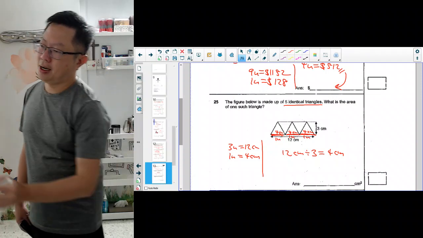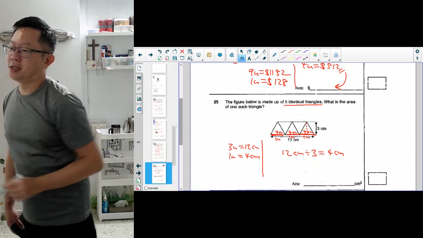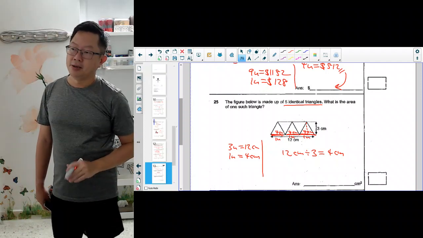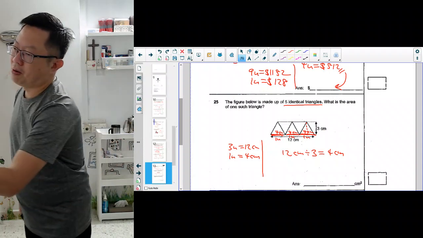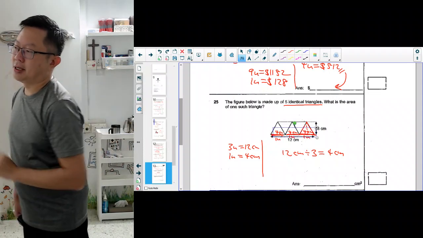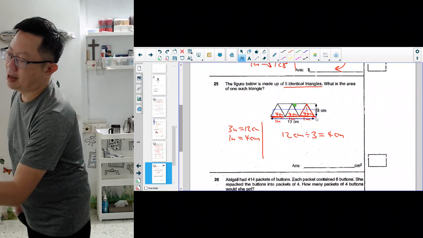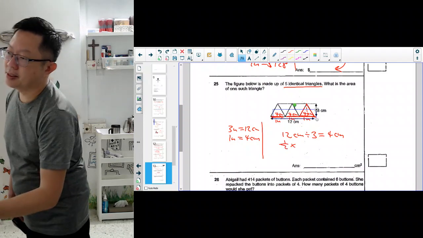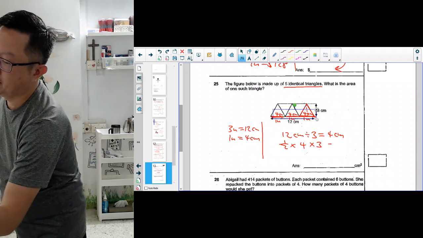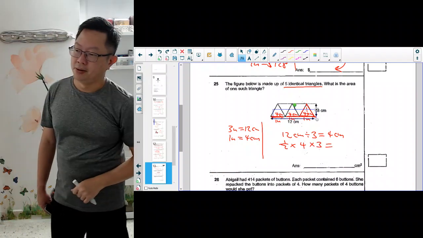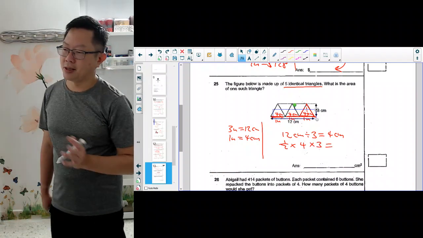So can you find the height? The height is as tall as the triangle. Okay, so what is the height? 3 cm. So what's the area of one triangle? So you have half times base. The base is 4 and the height is 3. And then, well, it's very simple, very small numbers. You can take 4 times 3, 12.